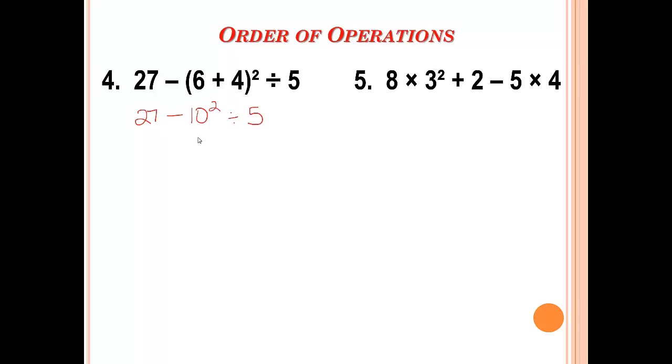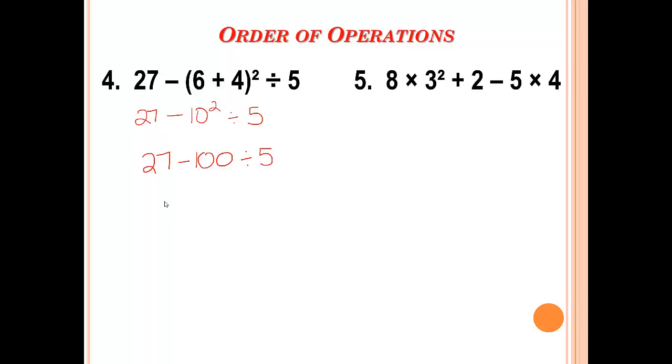Our next step will be to do our exponents. So we're going to do 10 squared. 10 squared is 10 times 10, which is 100. So now I have 27 minus 100 divided by 5. Our next step is to do multiplication and division from left to right. We have a division problem right here, 100 divided by 5. So I'm going to do that problem next. 100 divided by 5 equals 20.